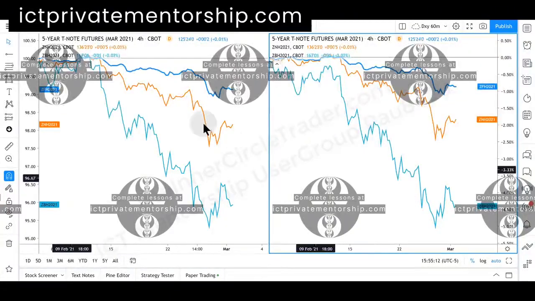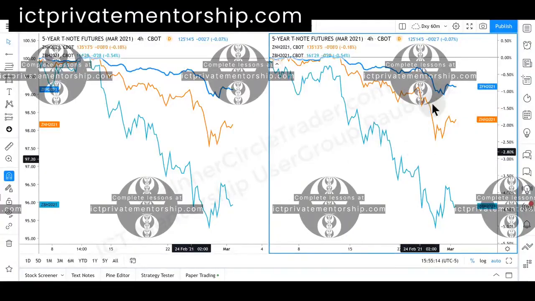All right, so you've learned how to do the overlays. Now you can do this also with, like, if you want to do SMT divergence for the dollar index, you can do it like this.